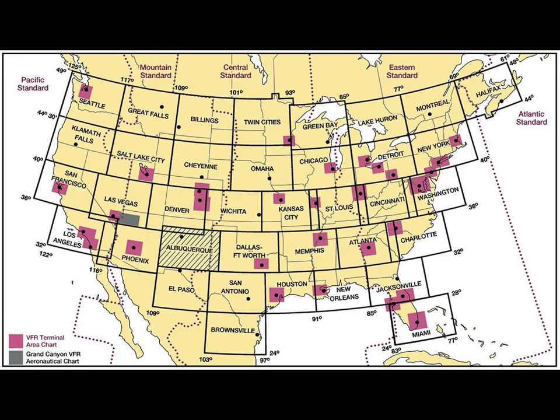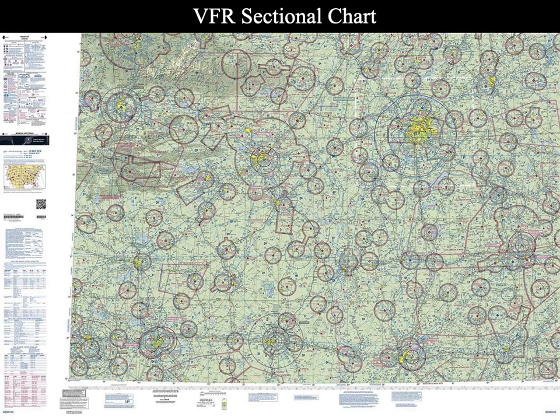The first tool we'll need is a sectional aeronautical chart. These charts cover the entire United States. Large metropolitan areas that lie within the boundaries of a sectional chart often have an additional terminal area chart with a zoomed-in view. This is indicated by the small magenta squares dispersed across the map in this slide.